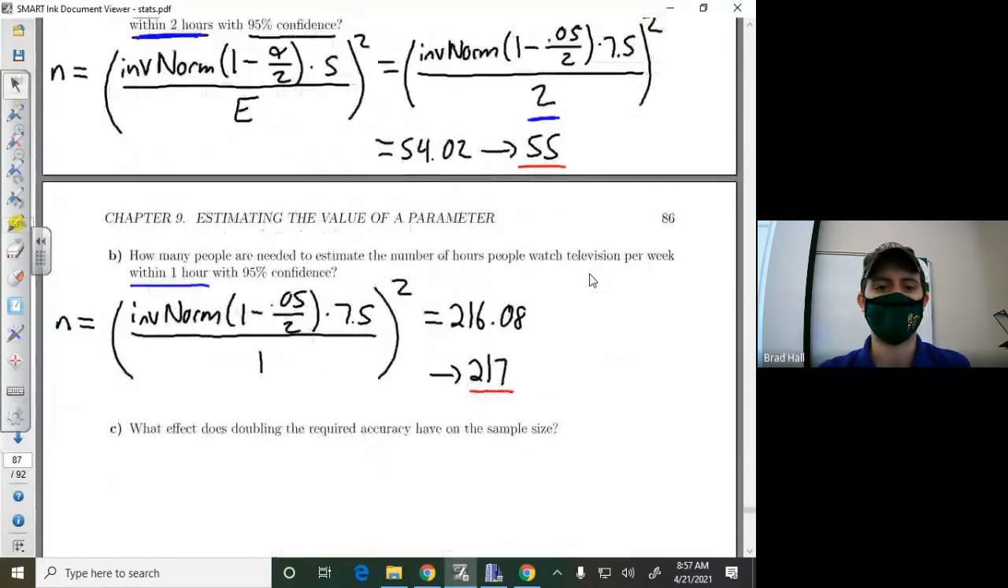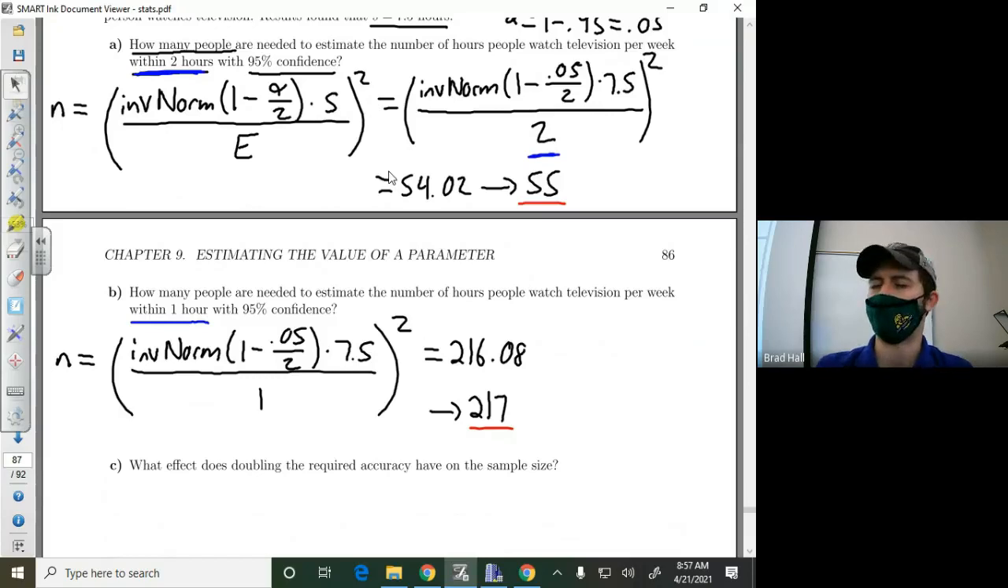So part C is asking what happens when you double the accuracy? Because we went from, I know it might sound weird at first, from 2 hours to 1 hour, which sounds like, isn't that half? Well, we're dividing by 2, so that's really 1/2. And twice 1/2 is just 1. So we are doubling the accuracy here. So what happens is our results pretty much quadruple.